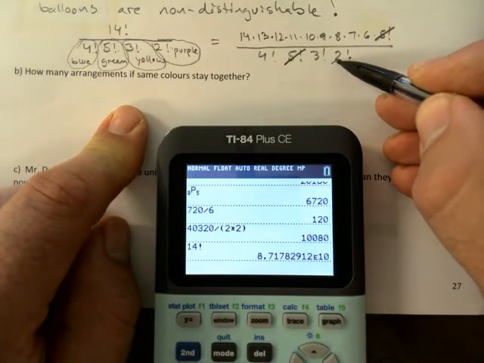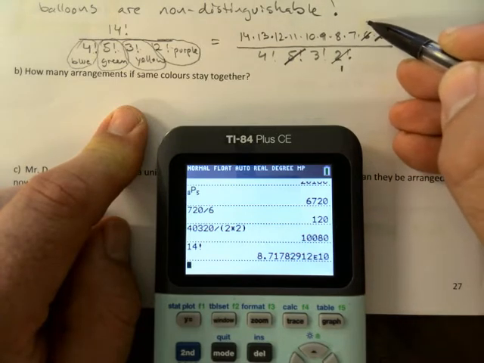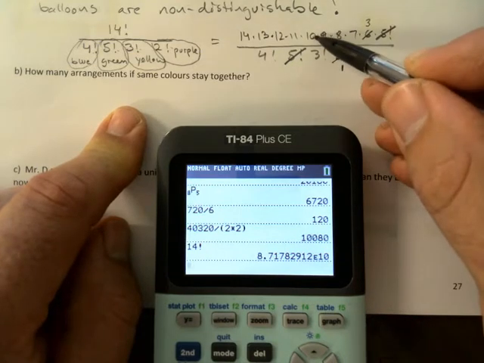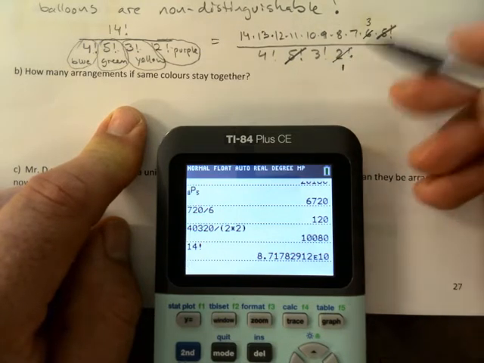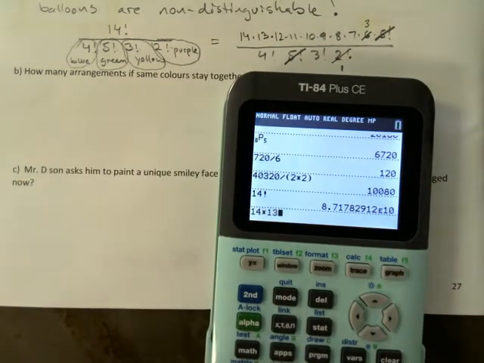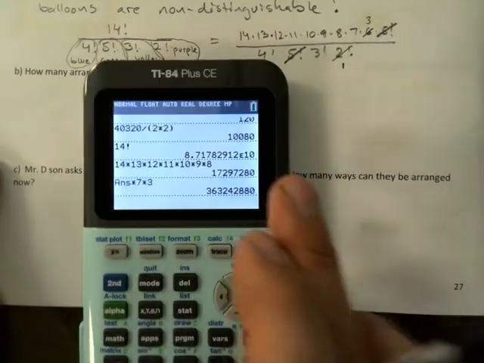The 2 goes in here 1 time. The 2 goes in there 3 times. And you're like, why didn't you pick 10? Why didn't you pick this one and 10? Yeah, you could have done that. It would have done the exact same thing, right? So 14 times 13 times 12 times 11 times 10 times 9 times 8. Oh, sorry, times 7 times 3. I forgot that part.